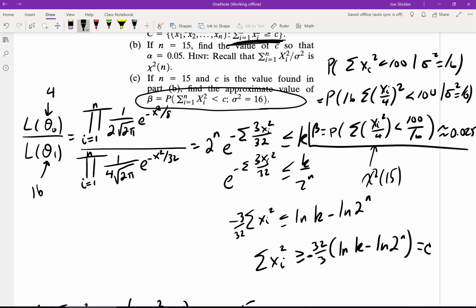So this would tell us that our power, which the book likes to use as a K, the power based on a variance of 16, is going to be equal to 1 minus that probability, or 0.975. So pretty powerful test in that case. But that's the idea of how you can find these alphas and betas.